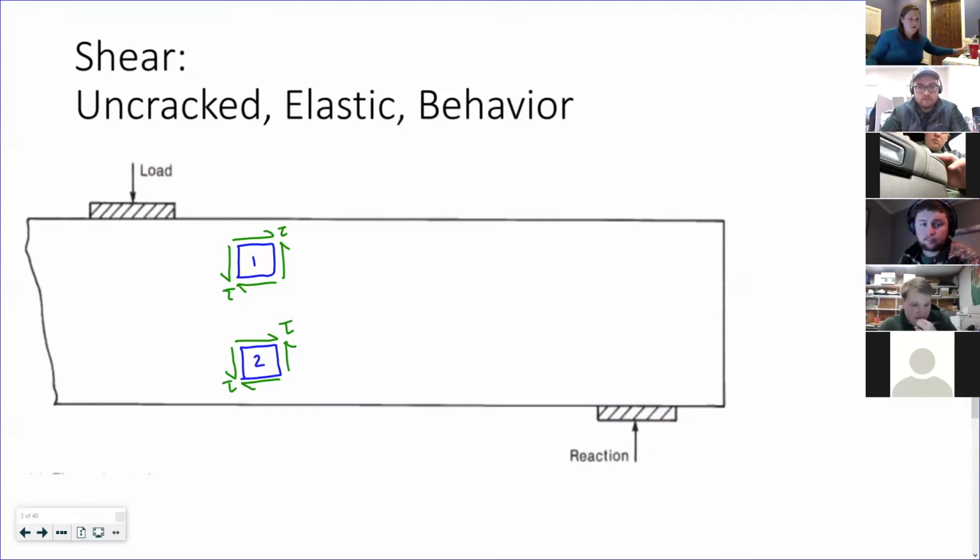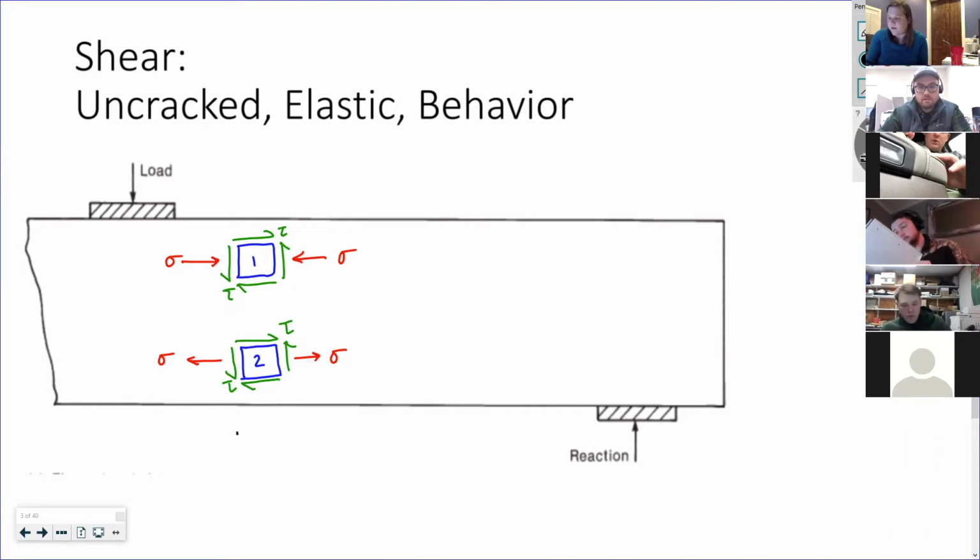Tau is for shear, right? And in the top, where this looks like positive bending, we've got compressive normal stress in the top, and tensile normal stress in the bottom element. So these are my stresses acting on these little elements.